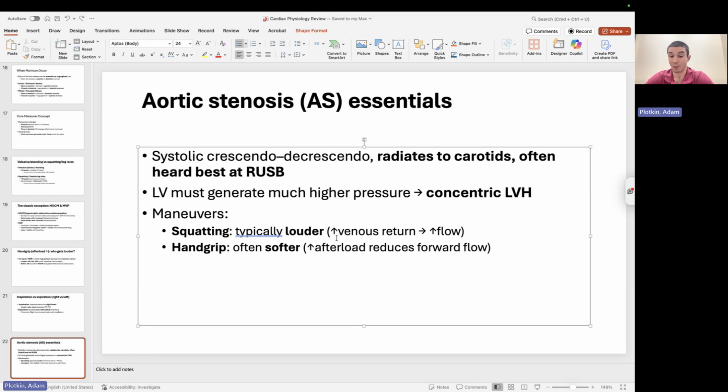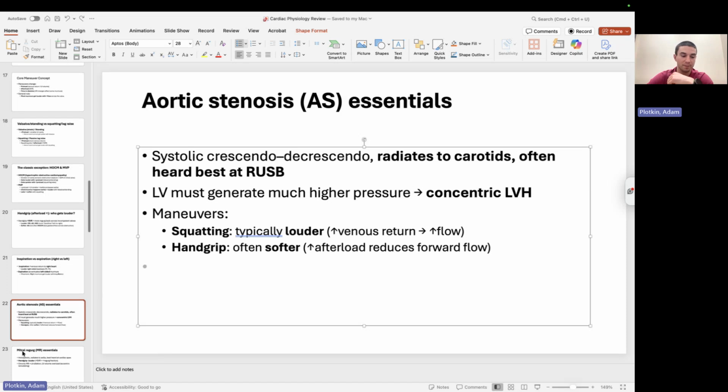Squatting will typically make it louder, right? We increase venous return, so we increase flow across that stenotic valve. Hand grip often makes it softer, right? I increase afterload, and it's harder to push against that increased afterload. The murmur gets softer because there's less flow across that valve.